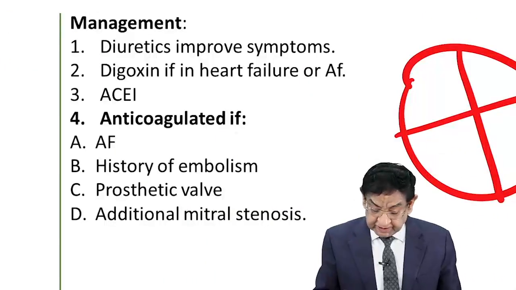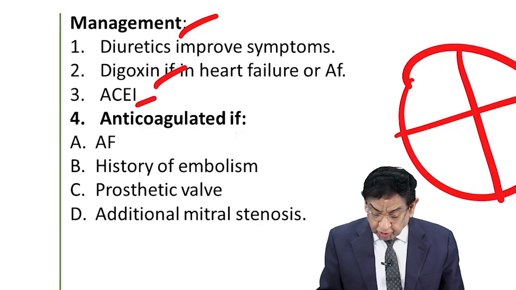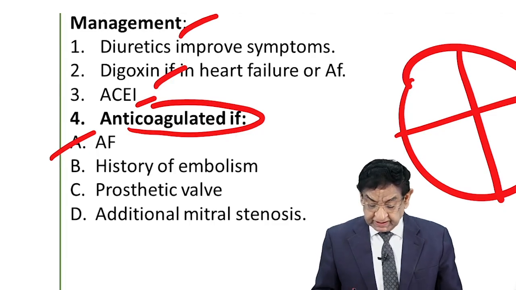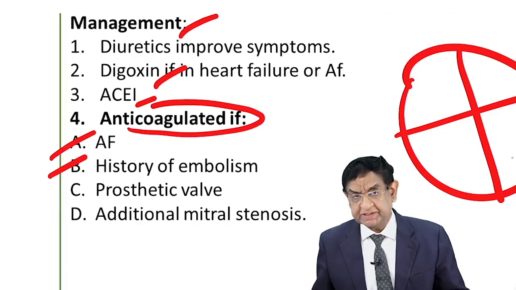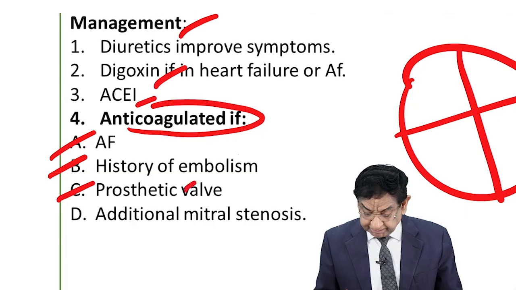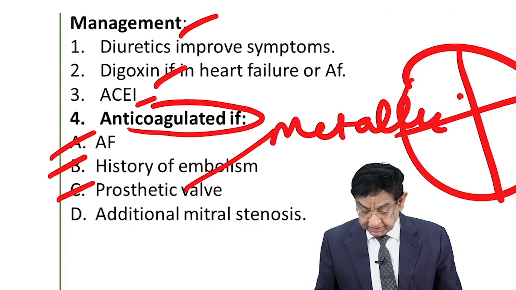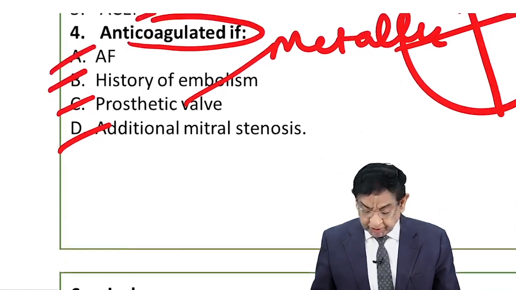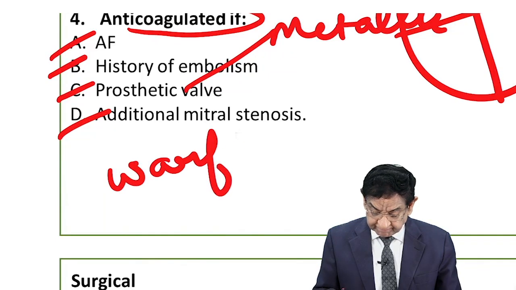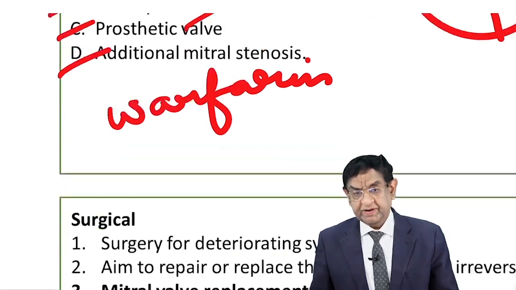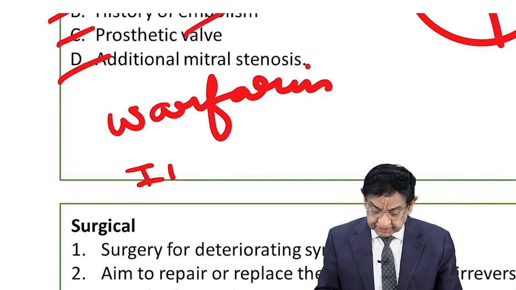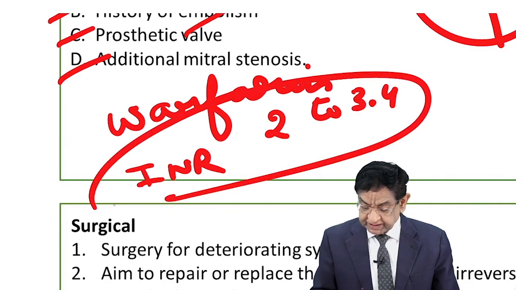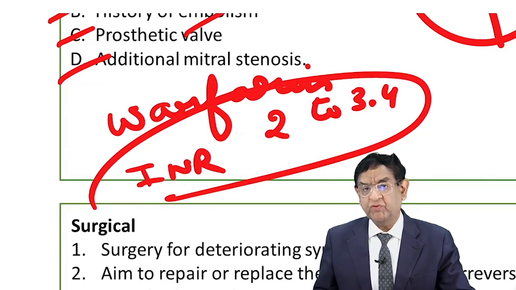Okay. So diuretic, digoxin, ACEI. Anticoagulation we can use if the patient has atrial fibrillation. This we did in mitral stenosis also. We will use anticoagulation when there is a history of embolism, or the patient already has a metallic prosthetic valve, or if the patient has MS with MR. We use warfarin. Whenever we are using warfarin, we have to check the prothrombin time INR, and we like to maintain it between 2 to 3.4 is the range where we have to maintain INR if the patient is taking warfarin.